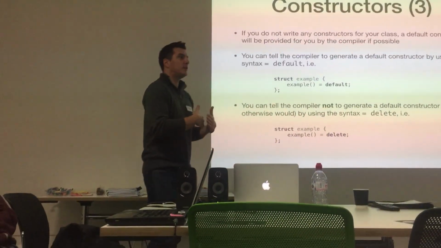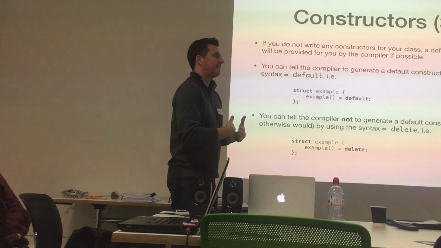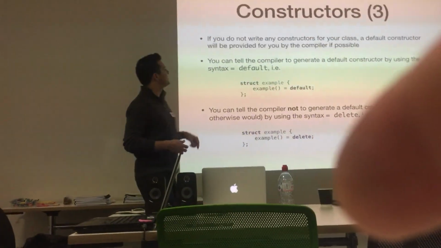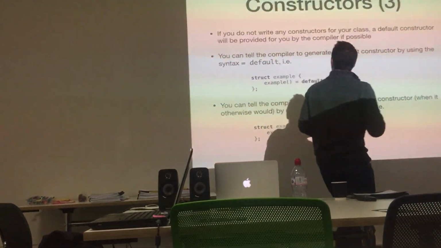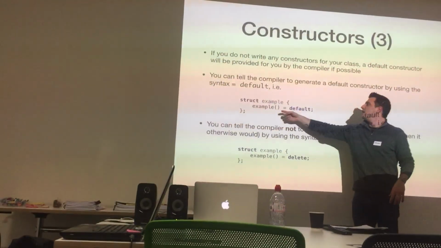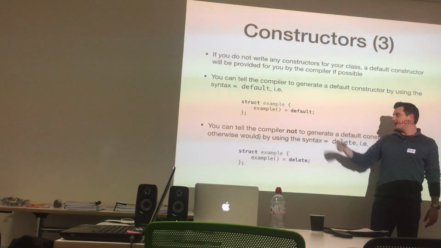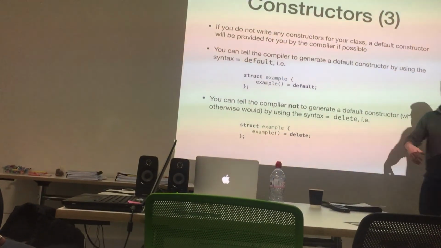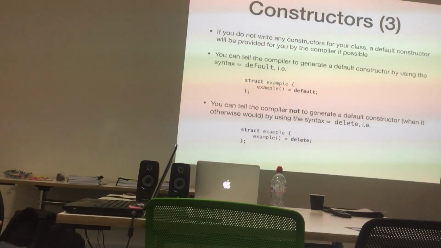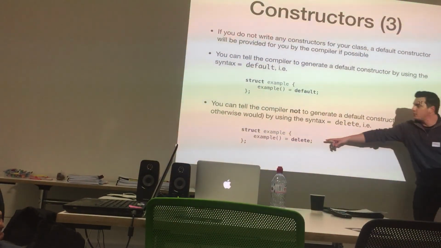disables the compiler-generated default constructor. But we can put it back. We can tell the compiler, we can explicitly say, I want you to generate a default constructor for me by putting this equals default in there. And we can do the opposite: tell it not to generate the default constructor by saying equals delete.